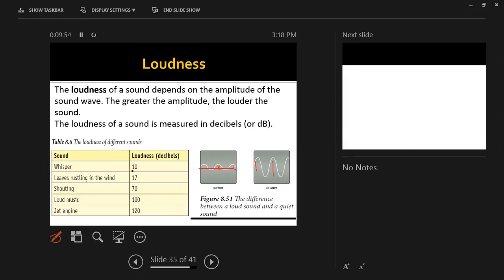So a whisper, for example, is 10 decibels. The rustling wind is 17. Shouting is 70. When you shout, you are going to have around 70 decibels. Loud music is 100, and a jet engine is 120. So 120 is very high.